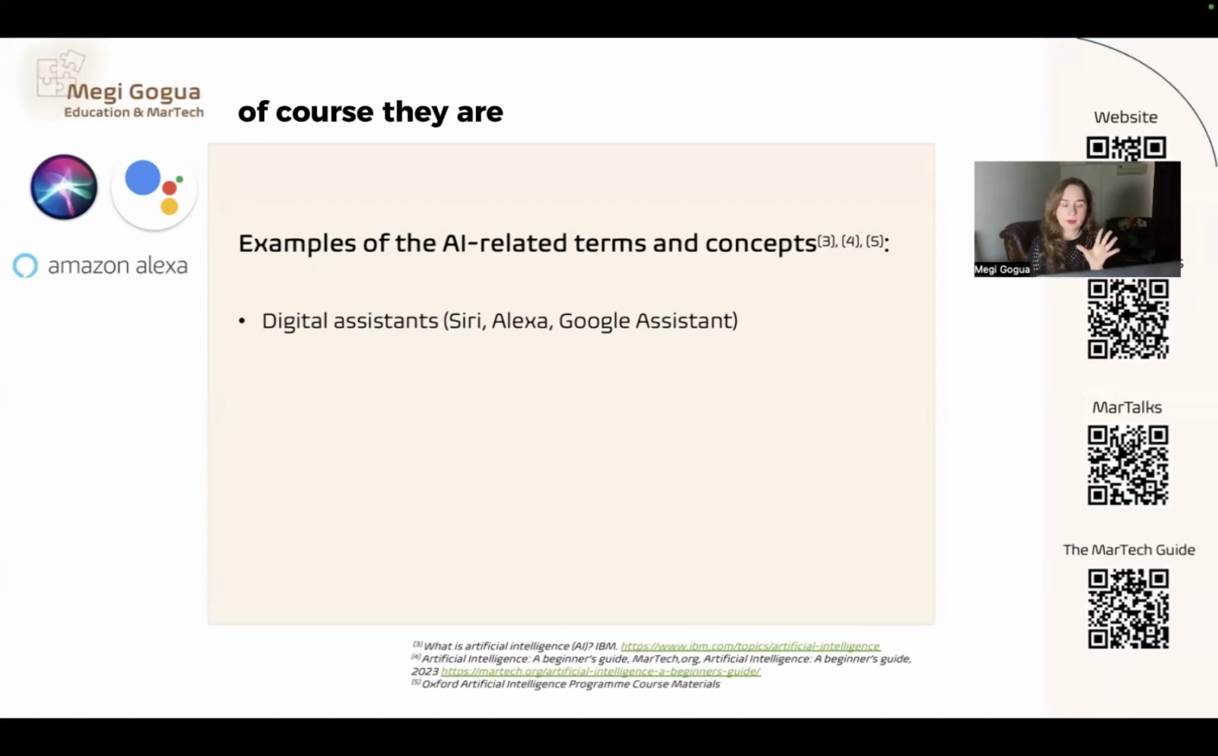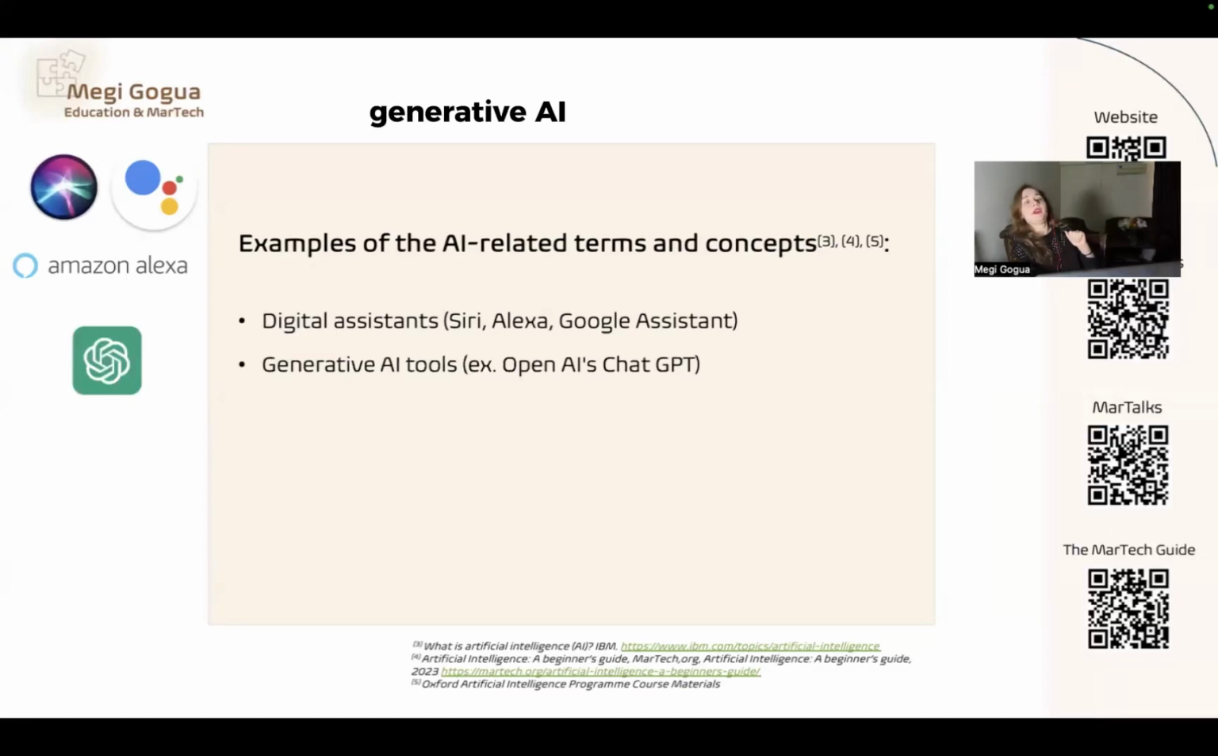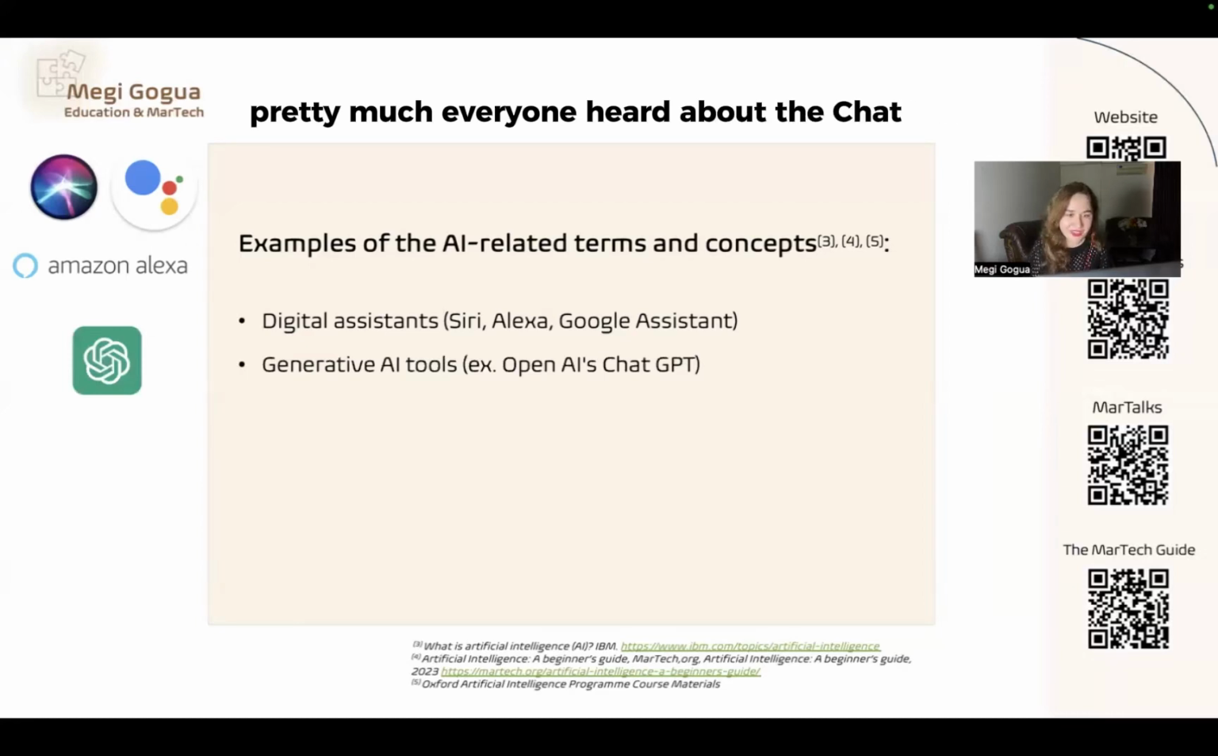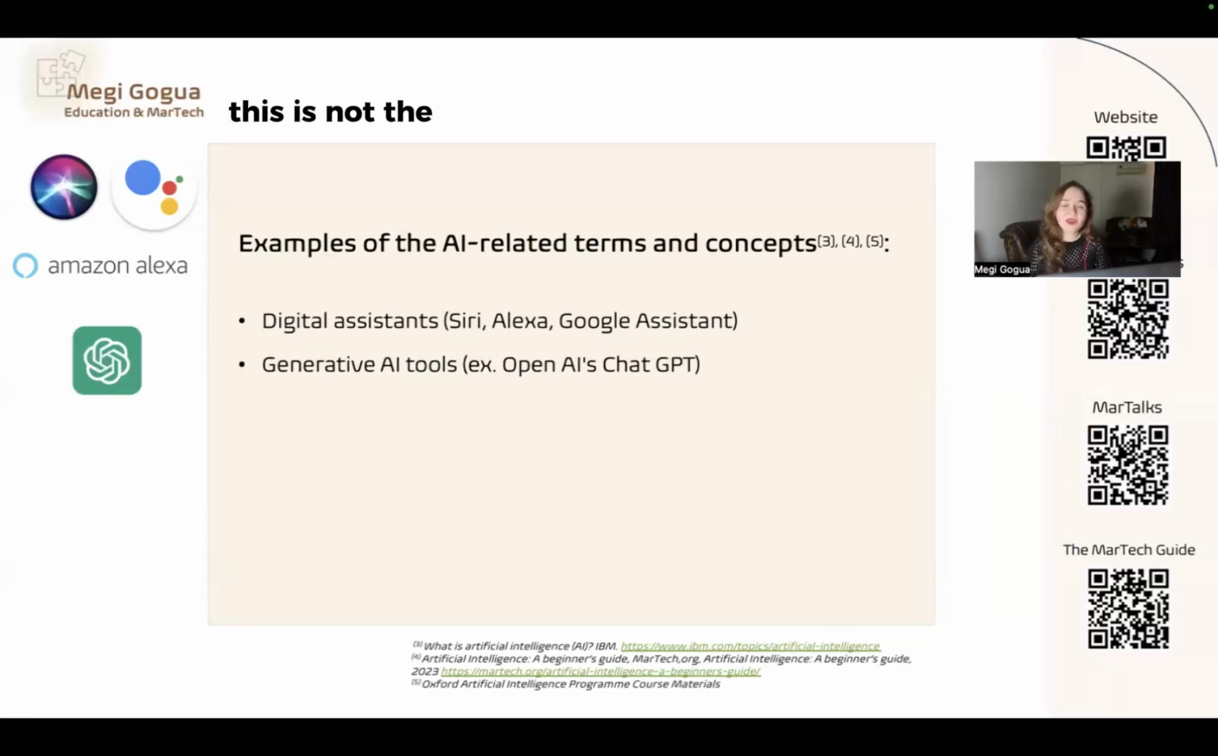Of course, there are plenty of ethical considerations. We're going to cover them later, but nevertheless, this is the reality. Generative AI tools, and of course, I think pretty much everyone has heard about ChatGPT, but this is not the only representative of the generative AI tools.